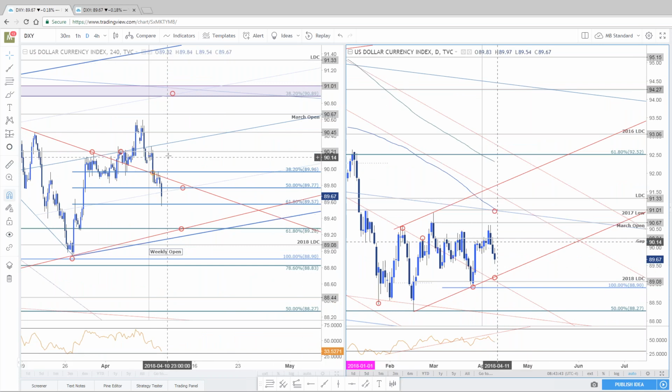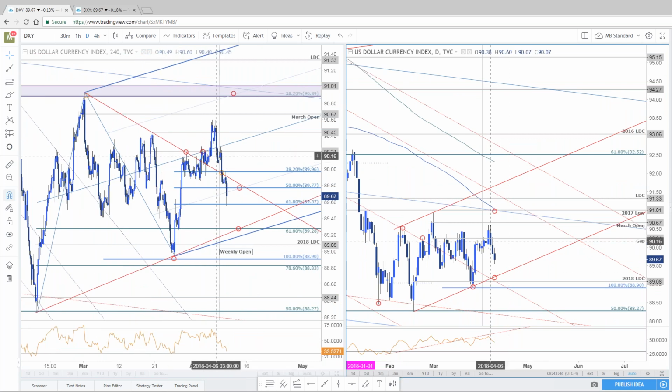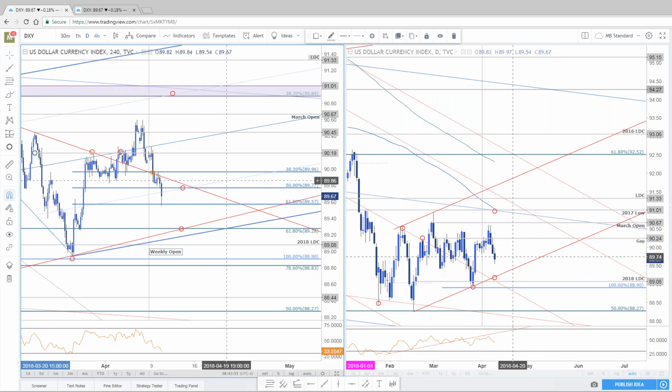Okay? Then you got the weekly open. Just look for 90.21. But largely looking for a move lower here on a bounce. DXY, going once, going twice. That is number 2. Okay, number 3.